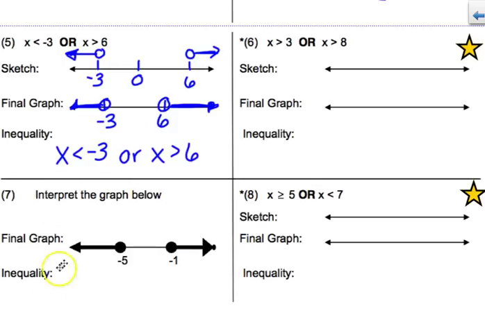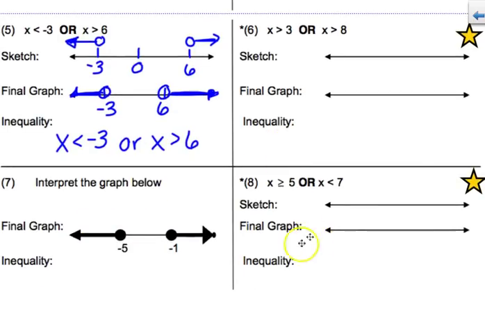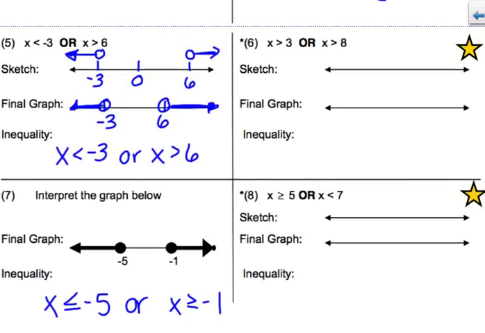All right, I'm going to jump to 7 first, and then we can try the tricky problems. So on 7, it wants us to interpret the graph, so I need to write an inequality for it. I'm going to start with my left side, and so I have an x and a -5, and since it's going to the left, that means it's a less than sign, and it is closed in, so it's equal to. I need the word or, and then I have an x and a -1, and since it's going to the right, it is a greater than sign, and it is closed in, so it's greater than or equal to. Okay, so that's how you write an inequality from a graph. If it's or, you have to have the word or.